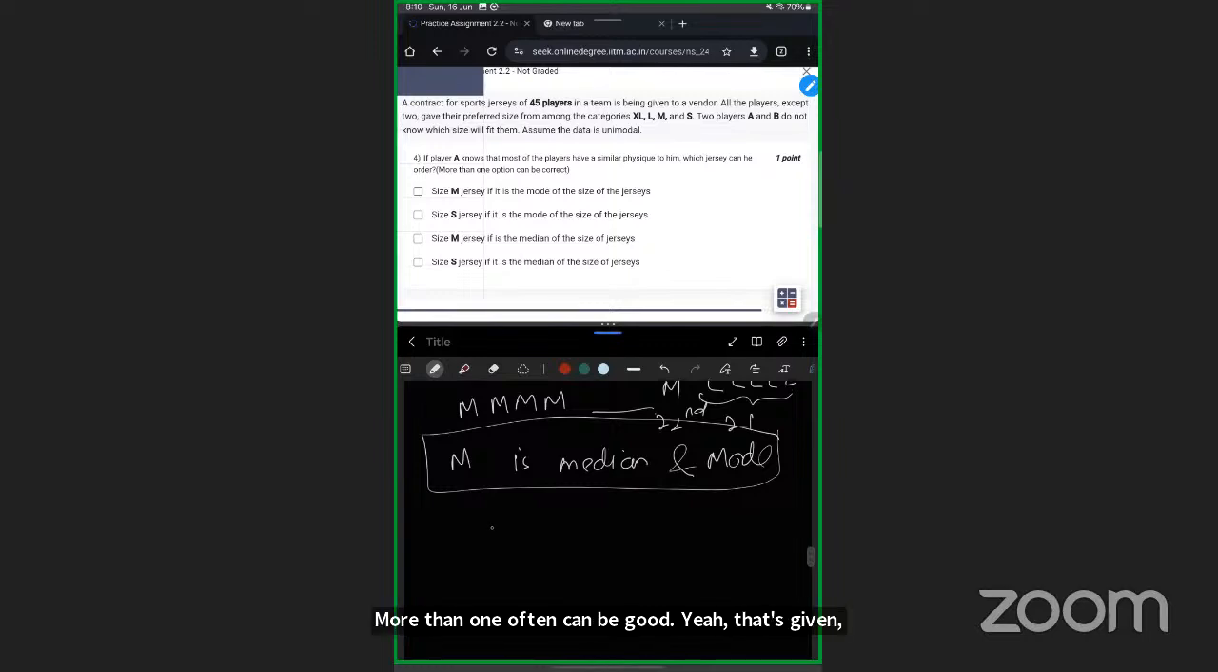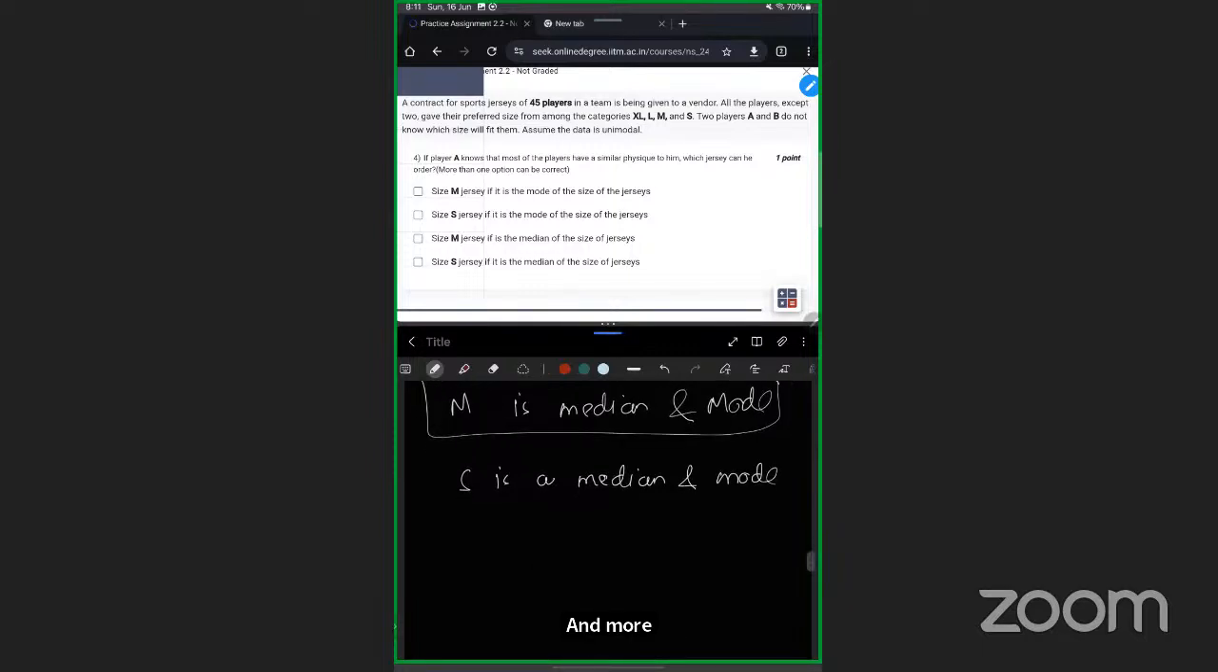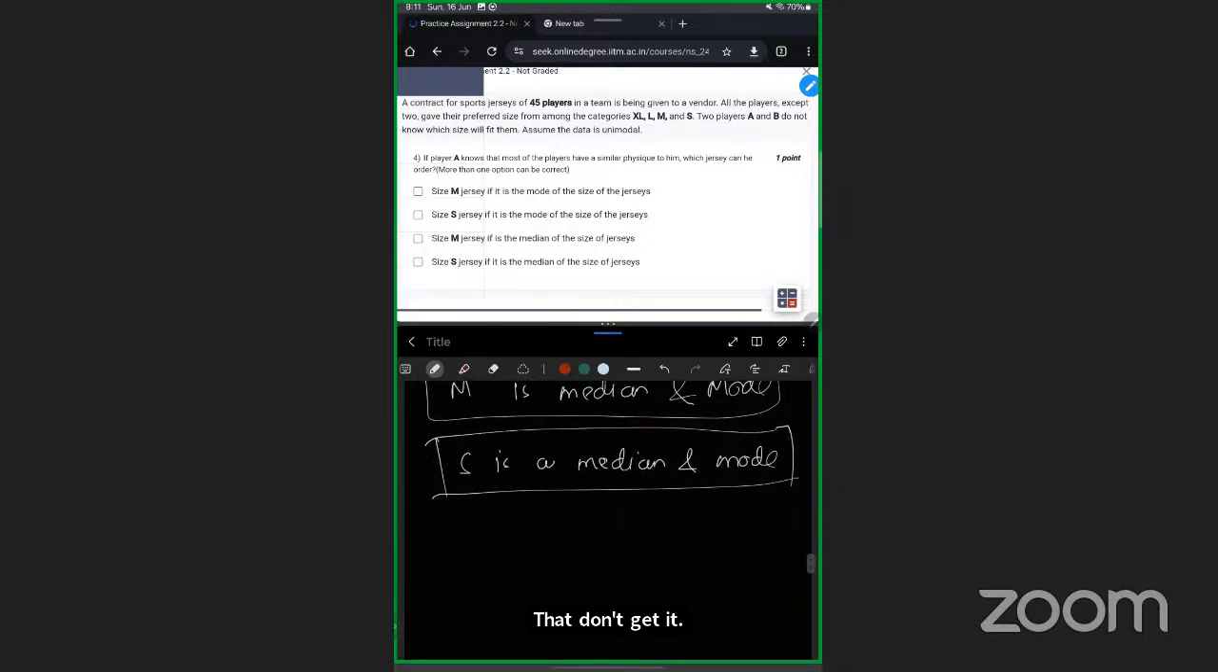Now let's say S. Same thing we can do with S also, right? That S is a median and mod. I don't get it. How does it become median? How will S become median?